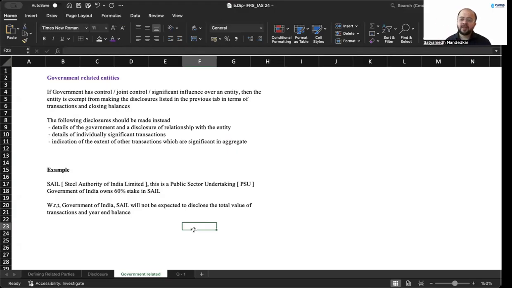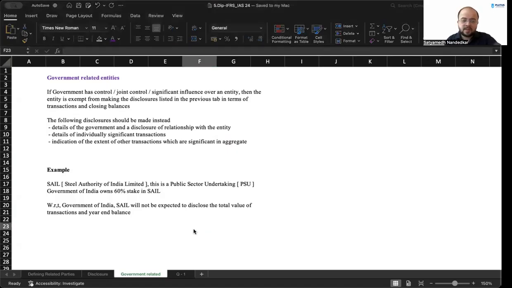Steel Authority of India, that is SAIL, for example, is a government company. Say the government of India owns a 60% stake. Then in that case, you don't have to disclose the total amount of transactions with the government, or the closing balance that the government owes to you or that you owe to the government, but you have to make the three disclosures that have been stated above. So this is an additional point that you need to keep in mind in terms of related party entities.